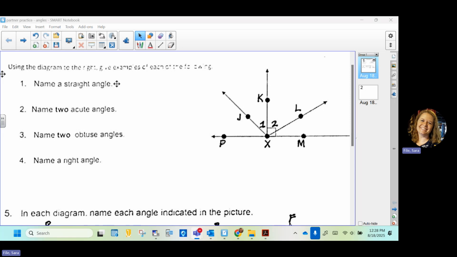So where do you see 3 points that if you connect them, it's a straight line? I heard PXM, okay? I could also say MXP. I could go backward, okay? But those are the only 3 that if I connect, it is a straight angle. There's no turn to it. So PXM or MXP is what you should have written there. And remember, we use the angle symbol, or you could have done MXP.